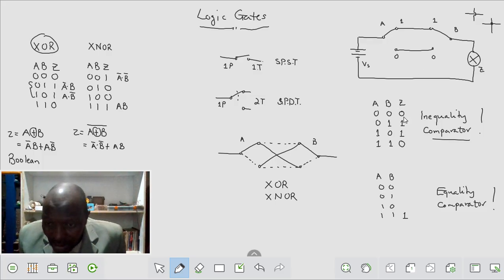So when the two are equal on high, you're happy. Now you say, okay, what about if I make them equal but down, not up? What happens here is there is again continuity. Our output Z is going to be happy.